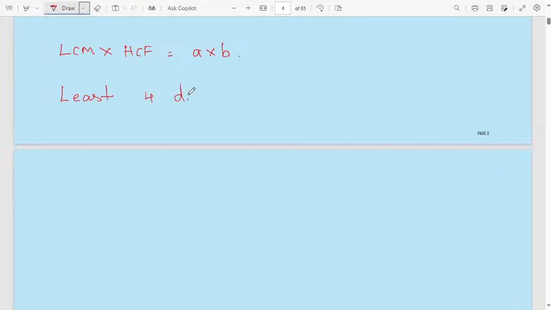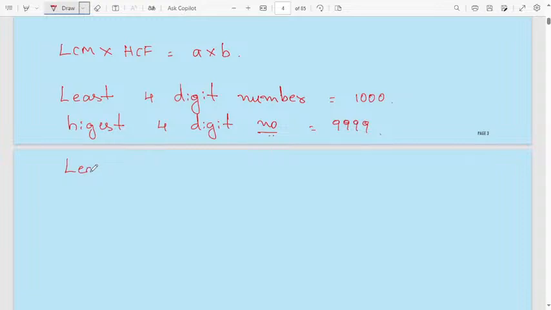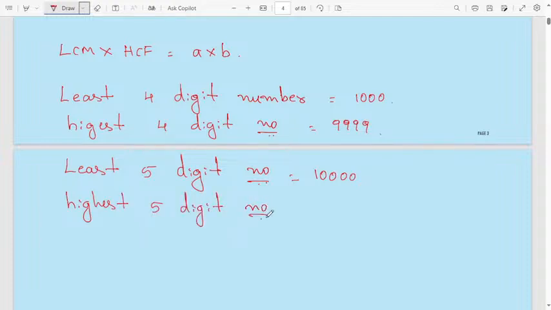Least four digit number is 1000. Then the highest four digit number is 9999. Then the least five digit number is 10000, and the highest five digit number is 99999.